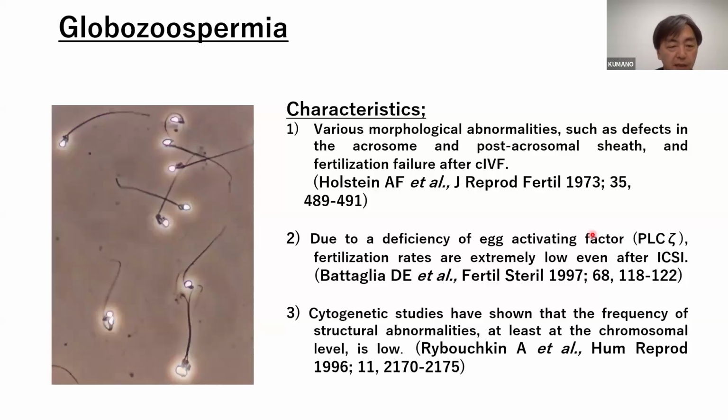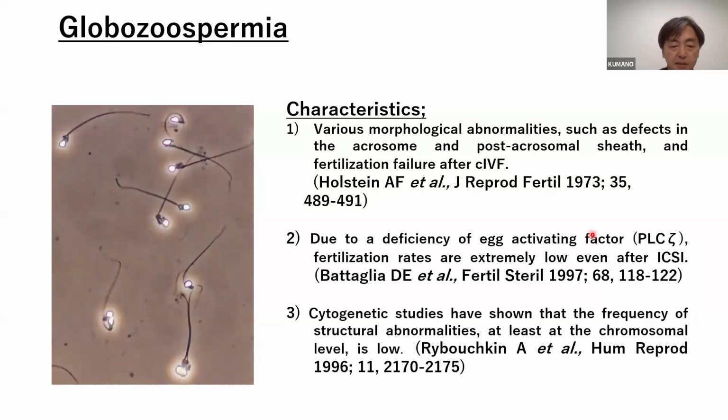This picture shows the sperm of globozoospermia. Its characteristic is, first, various morphological abnormalities, and it's impossible to get a normal fertilized zygote. Furthermore, due to the lack of phospholipase C, the sperm factor is lacking in this sperm. As a result, it's quite difficult to get a normally fertilized egg even after sperm injection.